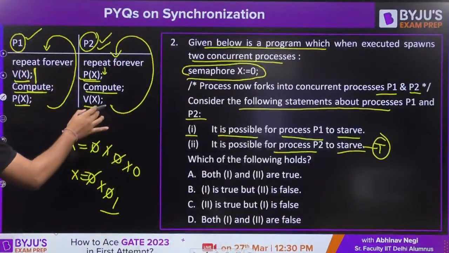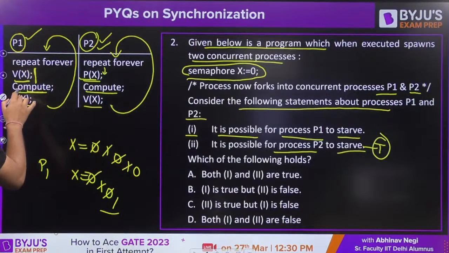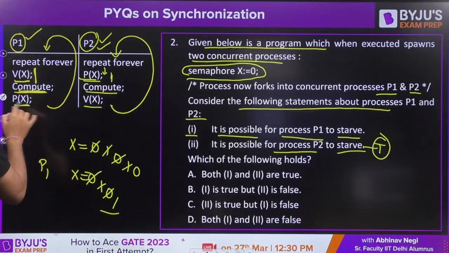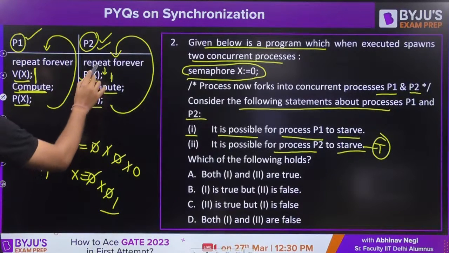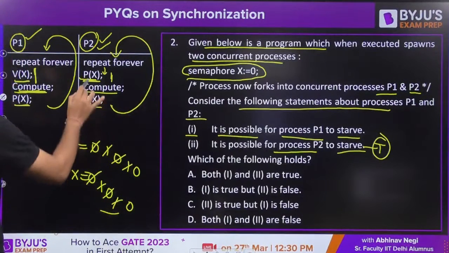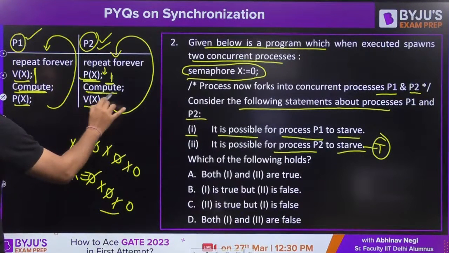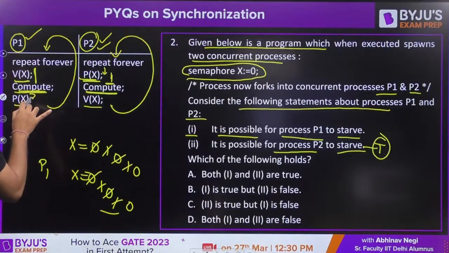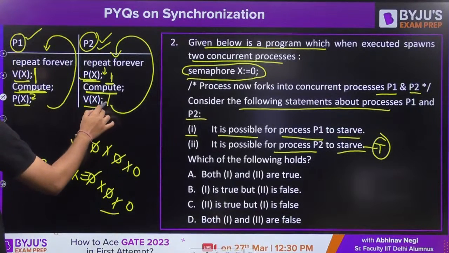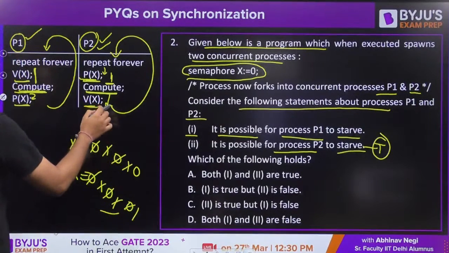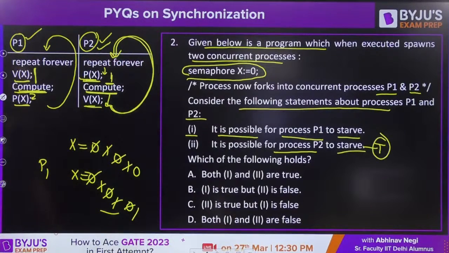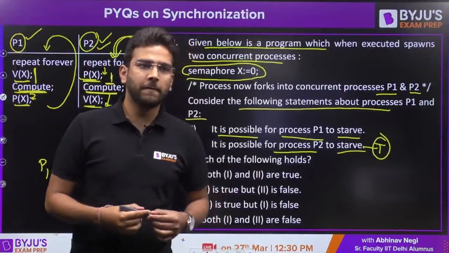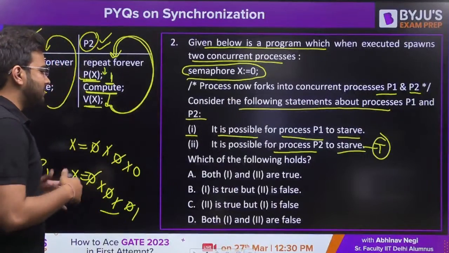Even if you see, let's say P2 got preempted here at compute. Let's say P of x is already performed by P2. That means P2 is present here, about to execute this compute, whatever the operation is. Now P1 will get blocked here. Now P2 will perform V of x. It will make it 1. And now again P2 has the chance to execute. That means there is a possibility where both the processes can face starvation. Is it clear? Both the processes may face starvation.